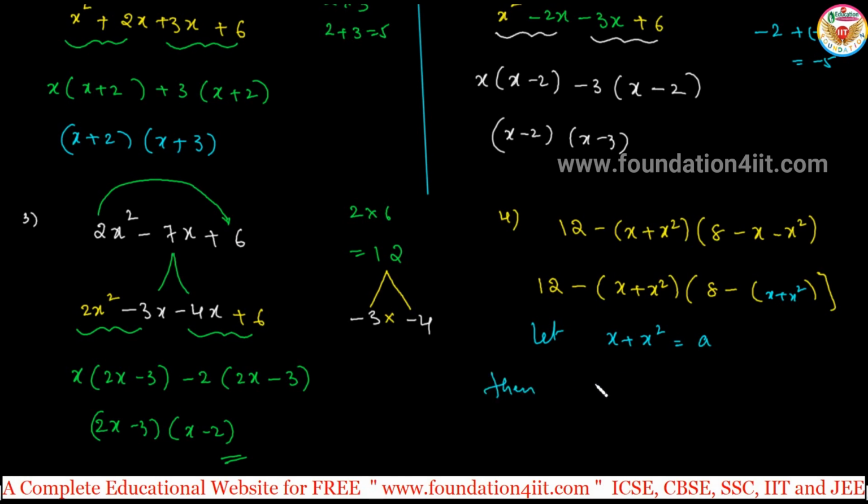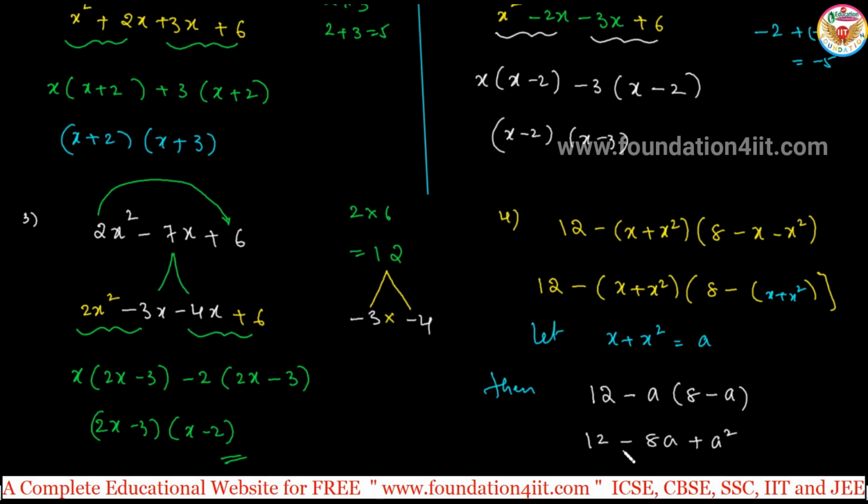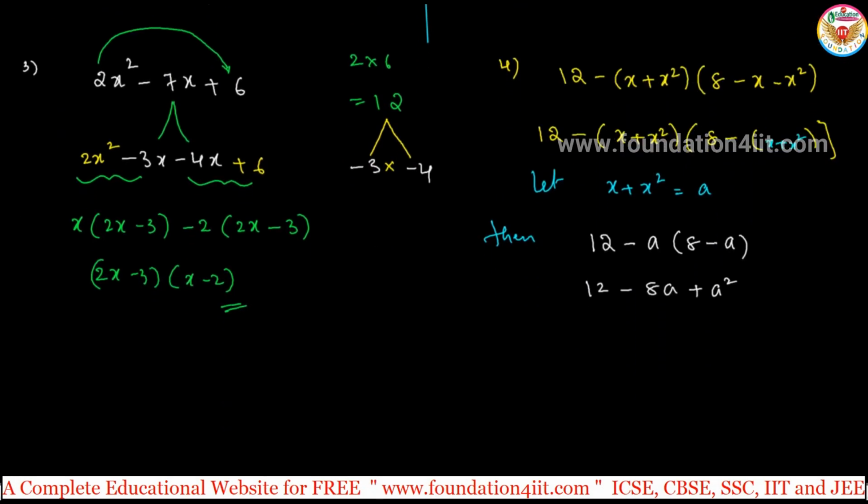So to make it into the simplest form, let x plus x square be equal to a. So then the question became 12 minus a, in the bracket 8 minus again x plus x square, which is a. Yes. Now we can simplify this. So 12 minus a into 8 minus a: 12 minus 8a minus 8a plus a square. Right. Now this is 12 minus 8a plus a square. This we have to factorize.